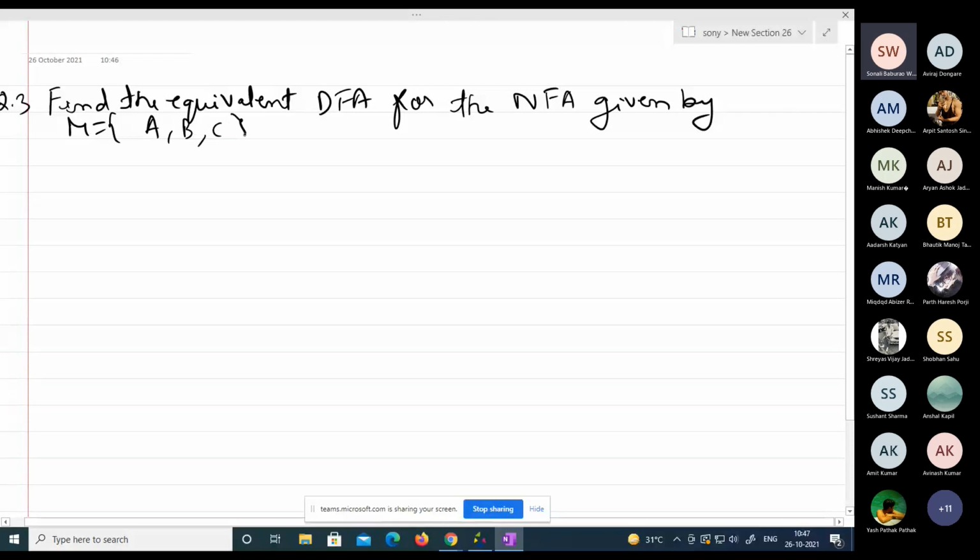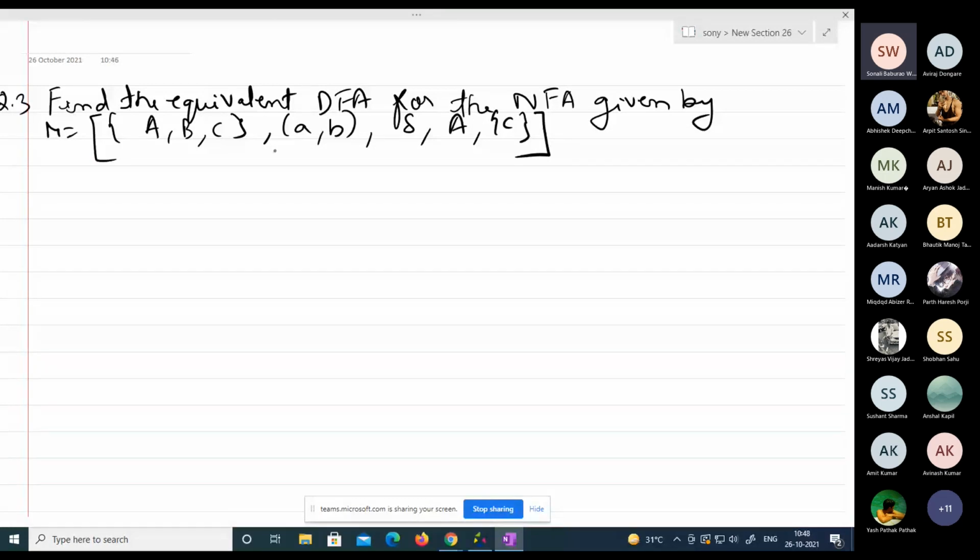ABC. And what else? Comma, M is equal to ABC, comma, A, comma, B. Then you have delta, then you have A, and then you have C. So M is this; these are the values you have for M. So this is the question. Find the equivalent DFA for the NFA given by M. How many values do you have? 5 values, right? Since M is a 5-tuple.